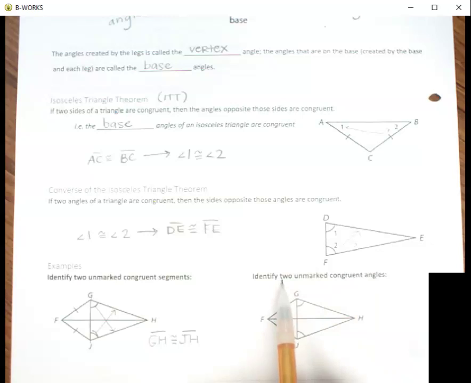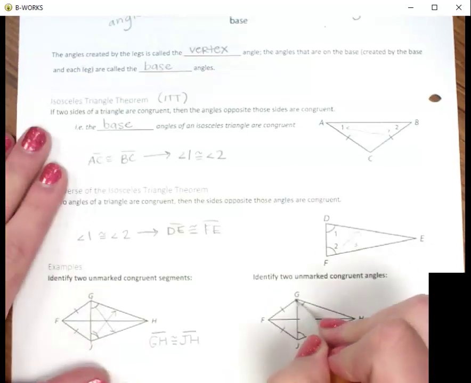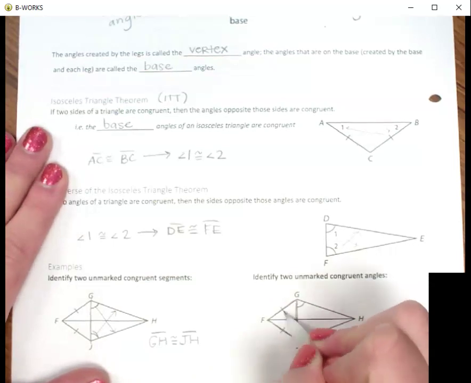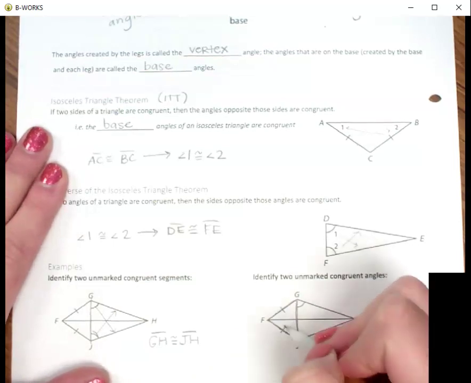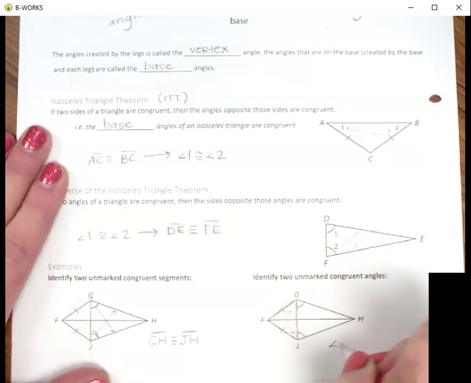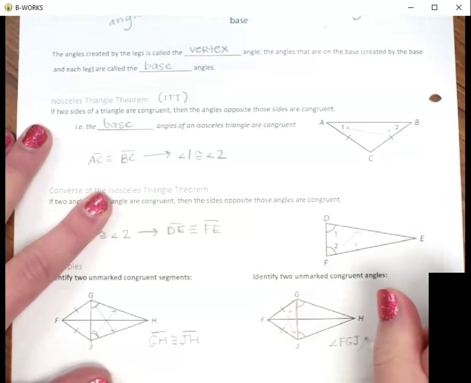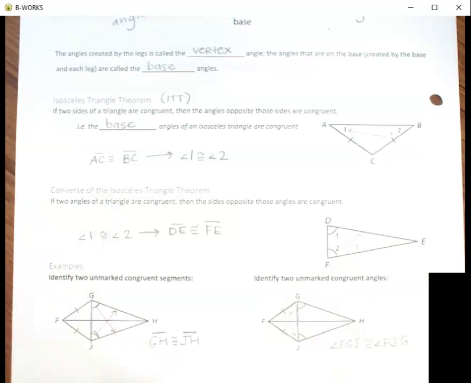Identify two unmarked congruent angles. Well, I'm going to look at triangle FGJ here, and I see that FG and FJ are congruent. So the angles opposite those sides are these base angles. Angle FGJ and angle FJG are congruent.